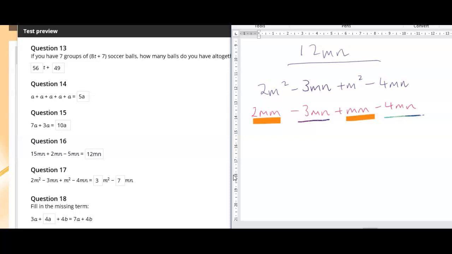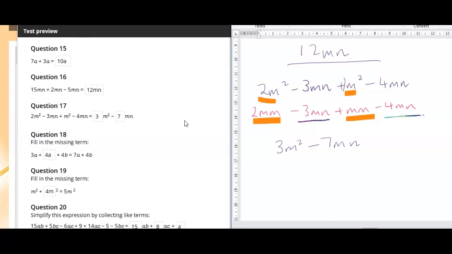So remember, this is the same thing. If you're wondering what's m squared, I've just rewritten it as mm to show you that it's different to mn. So 2m squared plus m squared gives you 3m squared. Remember there, that is a 1m squared. And then we've got negative 3mn. Remember that minus sign stays with that coefficient. So minus 3 minus 4 gives you minus 7mn.